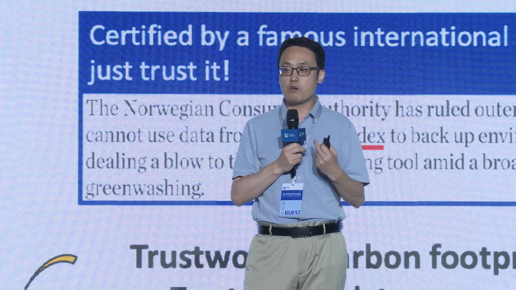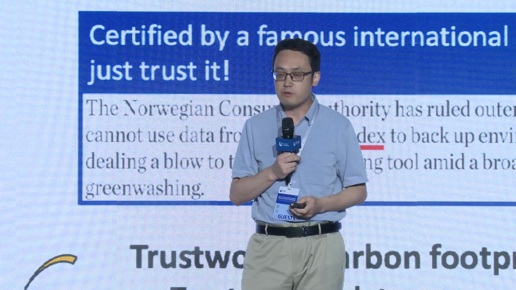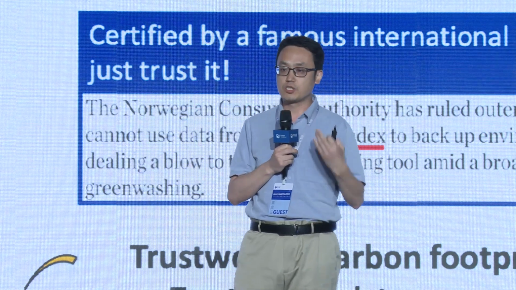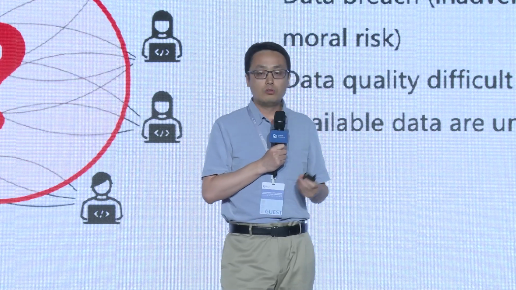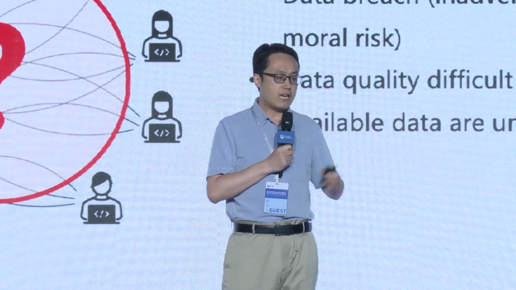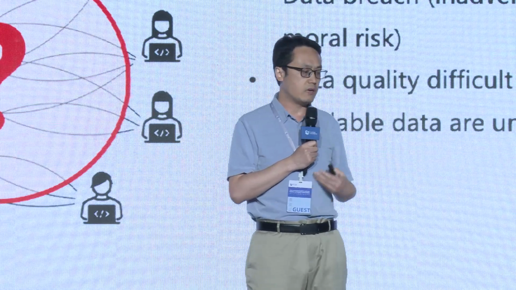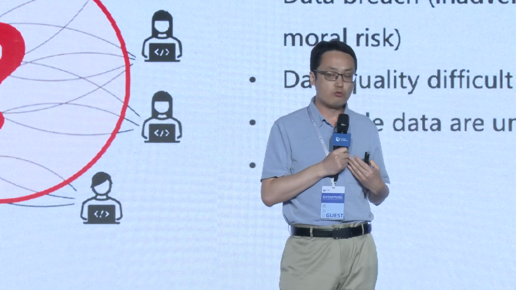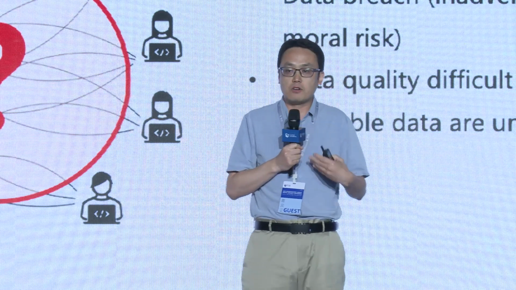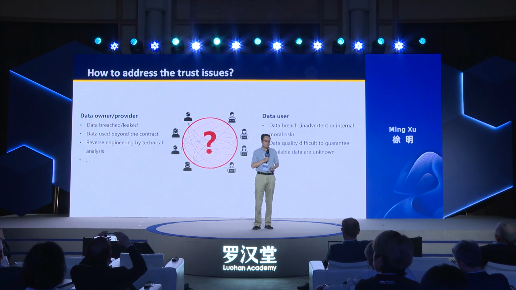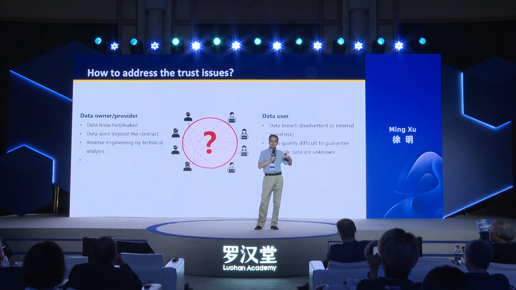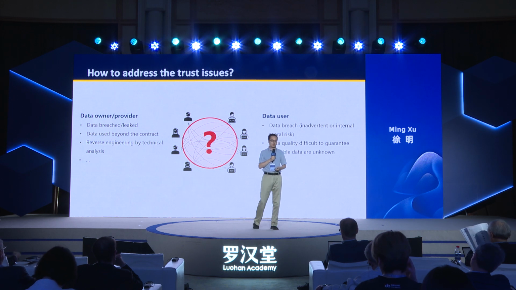So we need a trustworthy carbon footprint, not just a carbon footprint. Right? We need trustworthy data, trustworthy calculation, trustworthy certification, and disclosure. So how do we address those trust issues? For data owners, we are concerned about data breaches, leaks, data used by other people beyond our contract, or being reverse engineered to find our secrets. And for the users, we are also concerned about data breaches and the quality of data provided by third parties, and what data are available is unknown to data users.